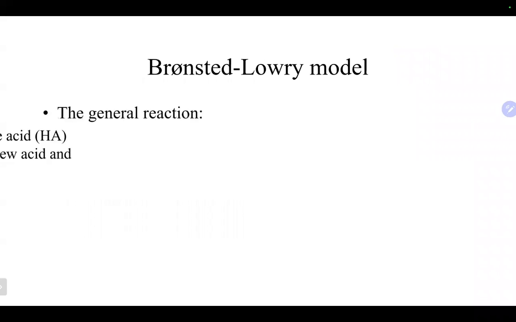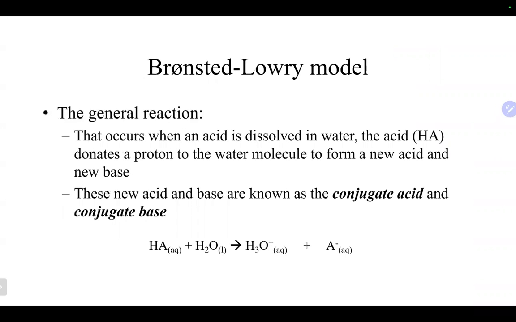Now, there is a consequence that occurs as we have a Bronsted-Lowry definition. If we look at HA, which is just a generic formula for an acid, what's going to happen is the acid here is going to donate its H plus over to the water. The water in this case is going to act as the base and accept the H plus. The result of that is that on the product side, we form two things that are related to the reactants.